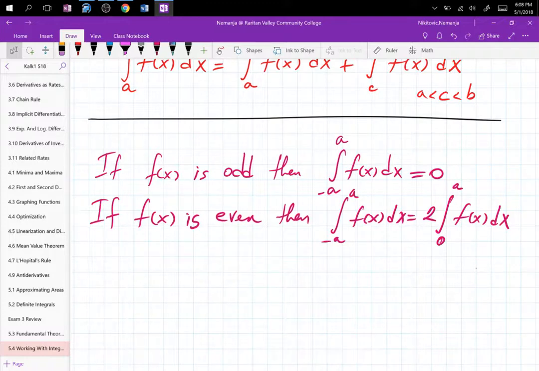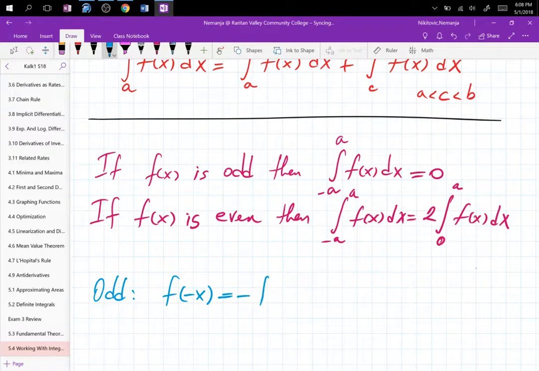Now, if you don't remember the even and odd functions from your pre-Calculus 1, which was a year ago, the even and odd functions have formulas. So let's go first with the odd function. The condition that needs to be satisfied is that f of negative x is the negative of f of x. And for even, we have that f of negative x has to be the same as f of x.